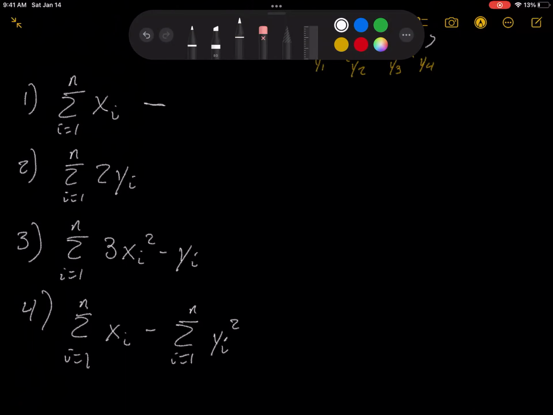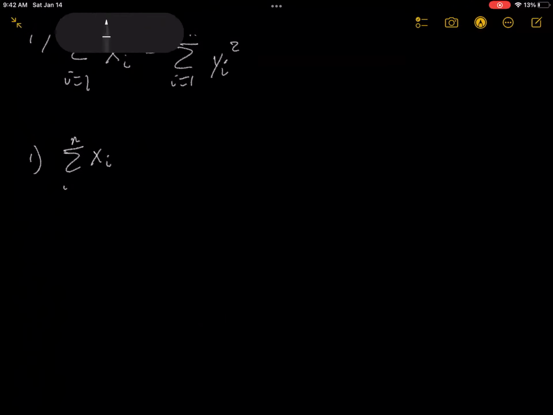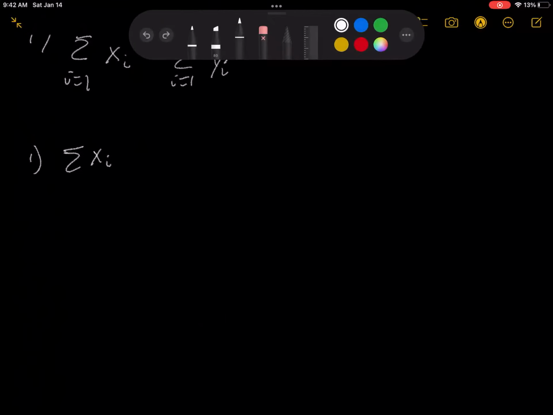So the first one tells me that I need to add up all of my xi's. So number 1, I need to sum all of my xi's. And I'll very often leave off the n and the 1 because you're always going to sum through all of your data. All right, so if I ever write down just the sigma without specifying that i starts at 1 and goes to n, it's assumed that it runs through the entire data set.